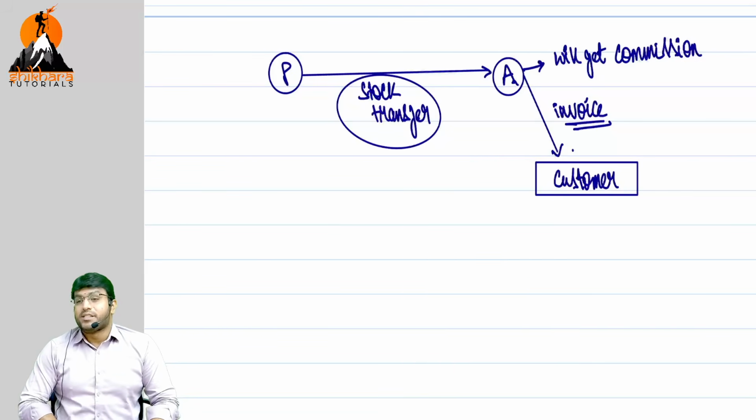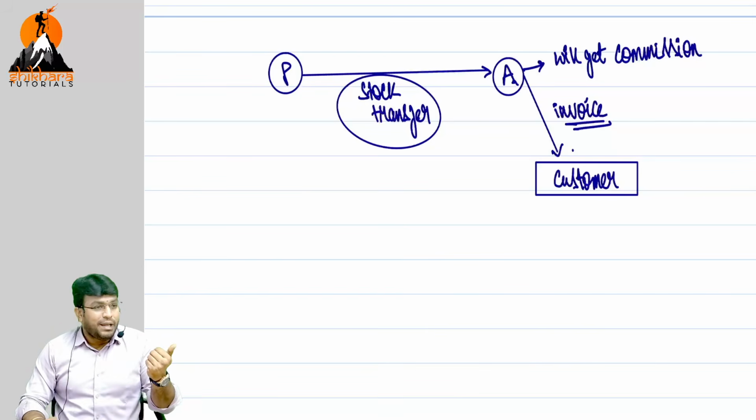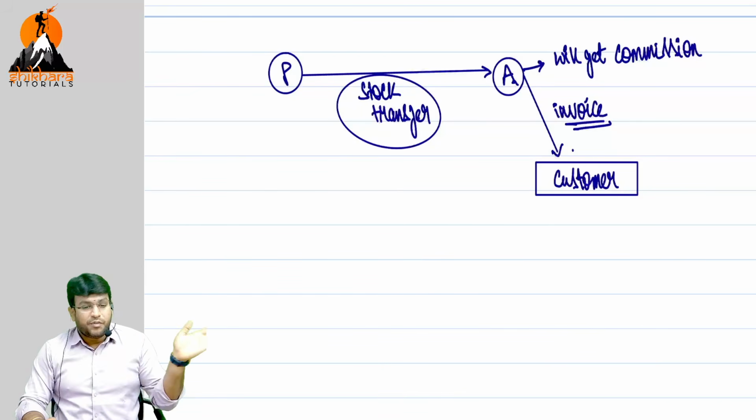A del credere agent is somebody who will recover money from the customer, and he will tell the principal that within the time the customer is not paying, I will pay, and I'll recover from him later along with interest.